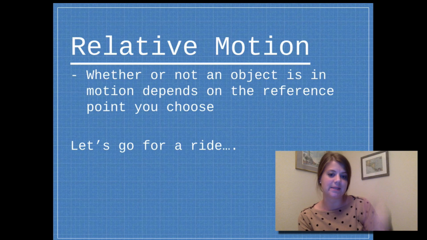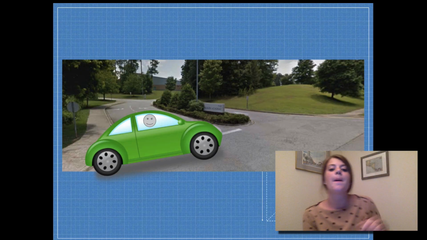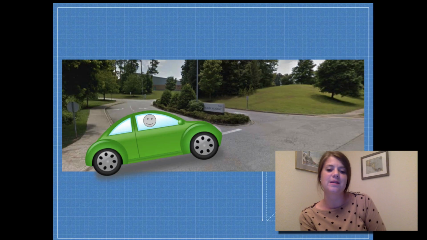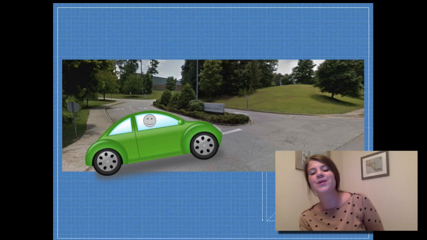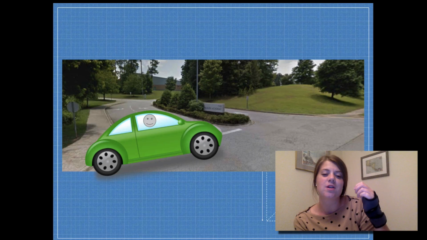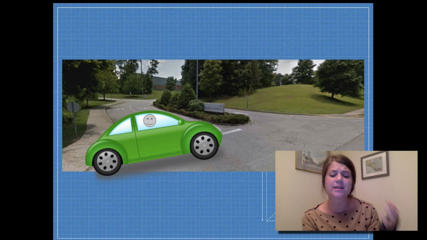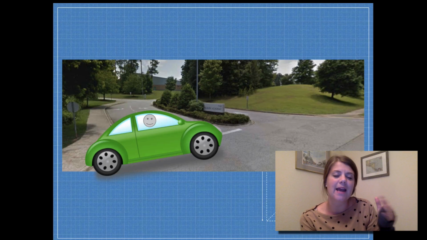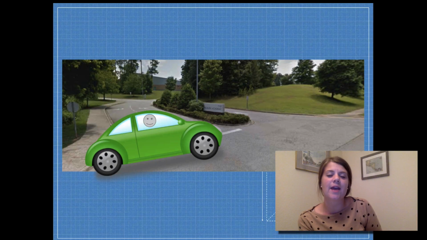So for example, let's take a ride. Back on Hillburn Drive, this time we are in this nice, lovely little green car, and we're so happy because we're going to school. It's a great day, and I want you to imagine the last time you were in a vehicle, whether that was a bus or a car or some type of moving motor vehicle. And close your eyes and imagine you sitting there. Okay, now open your eyes.